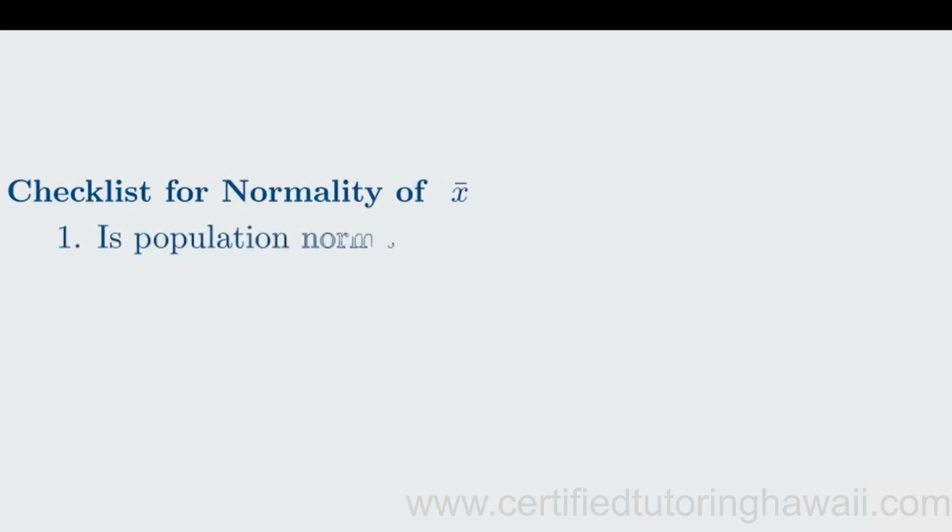So, to summarize our checklist for normality: 1. Is the population normal? If yes, we are good. 2. Is the sample size at least 30? If yes, we are good because of the central limit theorem. If neither is true, we cannot assume the sampling distribution is normal.